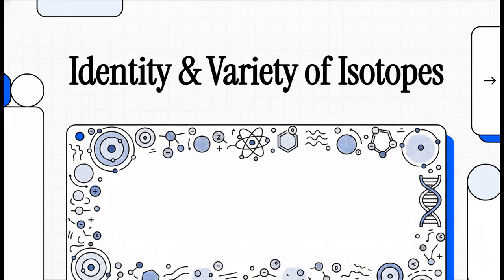All right, let's jump right in. Have you ever wondered how two atoms can be the exact same element but somehow have different weights? I mean, it sounds kind of impossible, right? But it's this fundamental quirk of physics that honestly changes everything. Today, we're going to crack the code on isotopes.